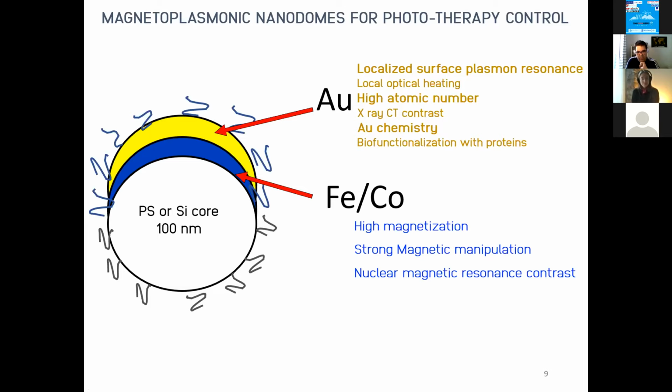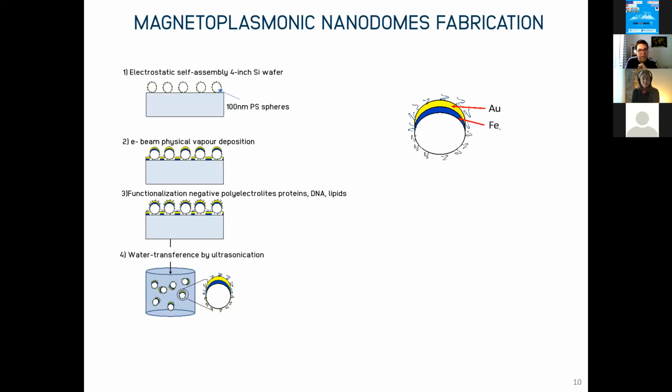So in order to fabricate these magnetoplasmonic nanodomes, the fabrication process is composed of four different steps. The first one is electrostatic self-assembly of 100 nm polystyrene spheres on a silicon wafer. In a second step, by electron-beam physical vapor deposition, we deposit first iron and then gold. In a third step, we functionalize the nanodomes with polyelectrolyte. We are also able to functionalize with DNA and lipids. And finally, in the last step, we transfer them to water by ultrasonication.